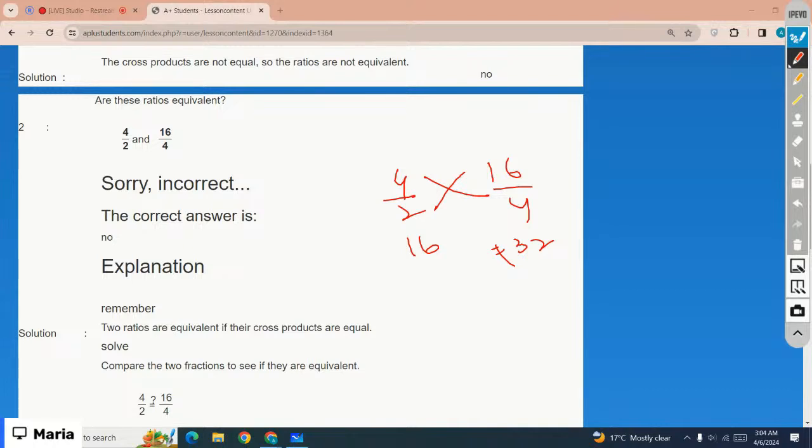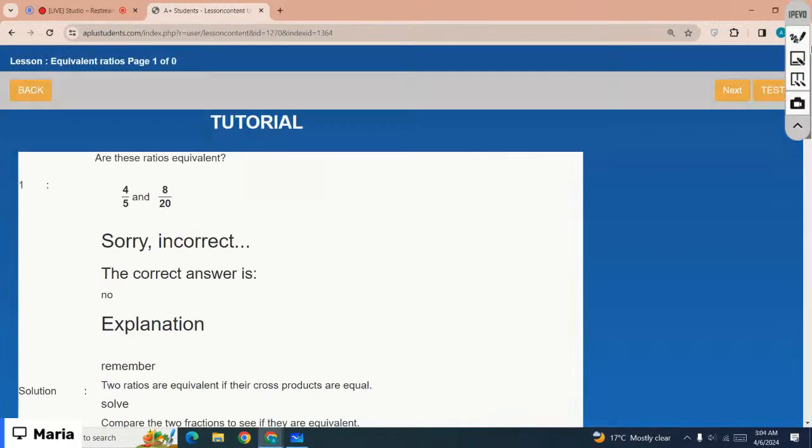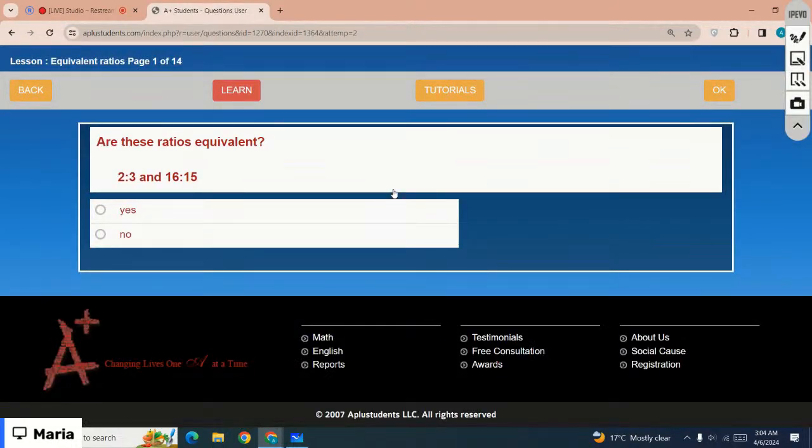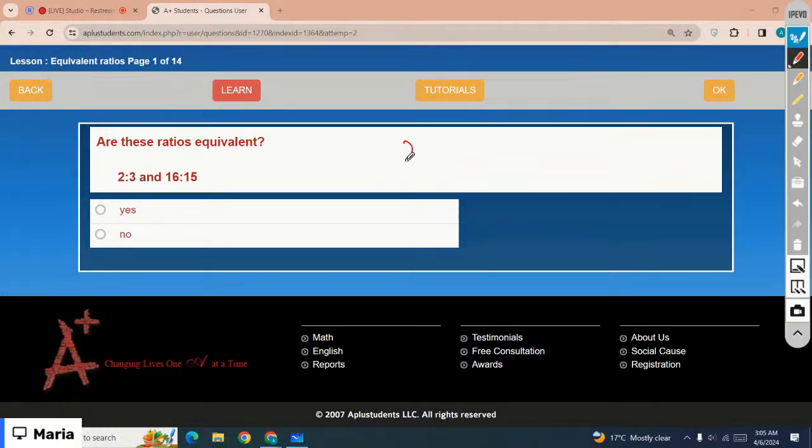Okay, let's just start with the practice questions. Are these ratios equivalent? You are given the ratios, you have to see if they are equivalent. They are 2 to 3 and 16 to 15. The same thing, if their cross products are equal, that means yes, they are equivalent. 15 times 2 is 30, and 16 times 3 is 48. So again, they are not equal.